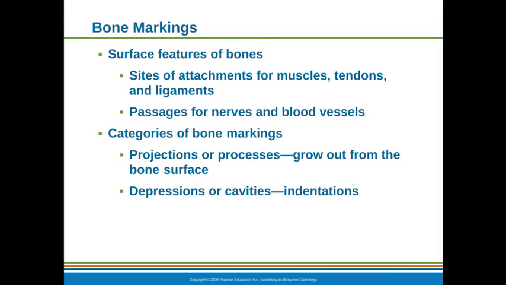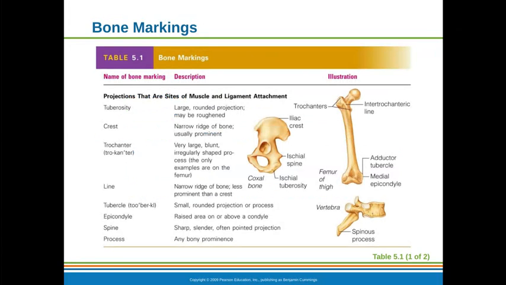Now, our bone markings. We do have specific bone markings on our bones, and these serve as attachments for things like muscles, tendons, and ligaments. They're also passages for nerves and blood vessels, to be able to provide the bone cells with nutrients and also some form of communication. So in terms of our bone markings, these projections, or processes, grow out from the bone surface, and depressions or cavities are indentations, or places that move in.